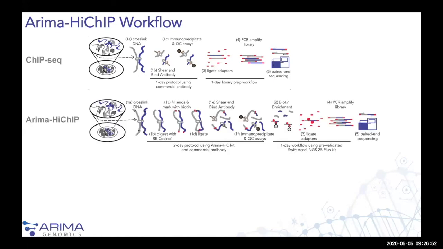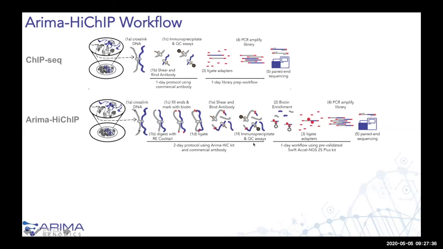Arima-HiChIP is very similar in that it's actually just as it sounds in the name. You start with an upfront HiC, so again, digestion, fill-in, ligation, and really at this point, you have this proximally ligated chromatin. Then you shear this chromatin and you add your antibody. When you structurally look at the molecules that are getting enriched, the difference is that the HiChIP molecule not only contains the sequence content around the immunoprecipitated protein that you would get from ChIP-seq, but it also contains the 3D interaction information associated with this immunoprecipitated protein.